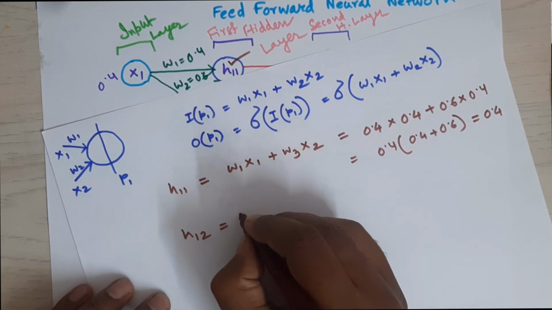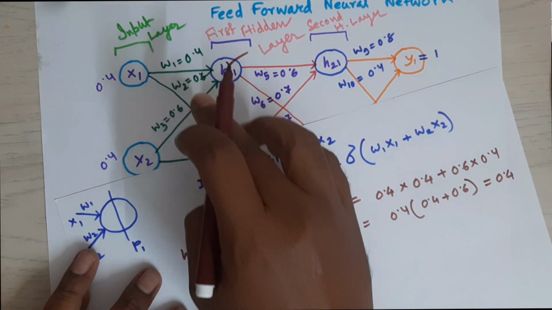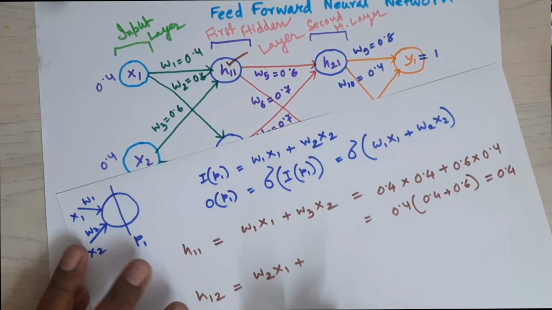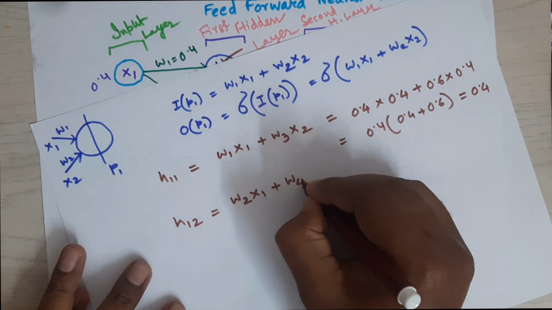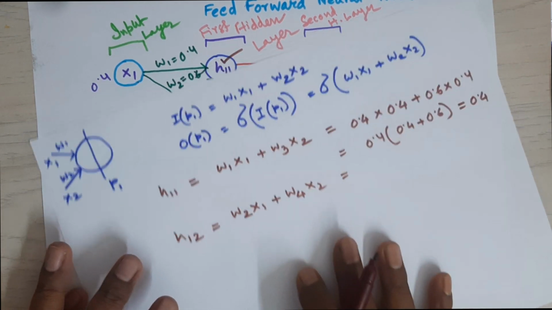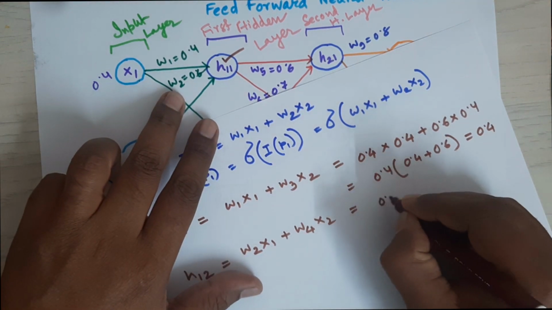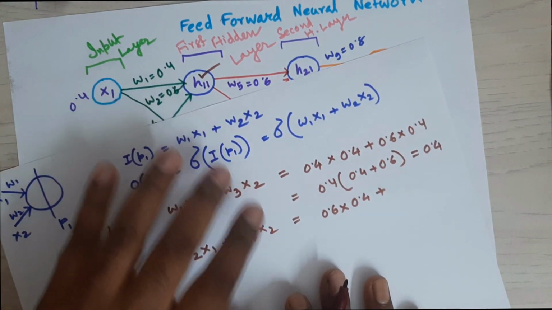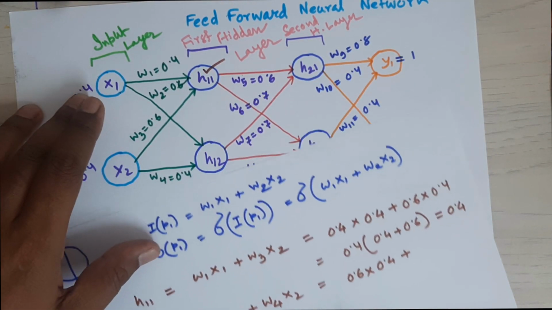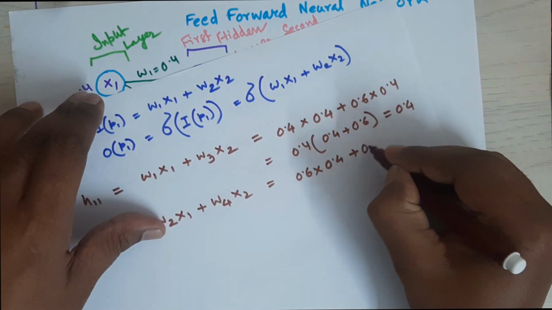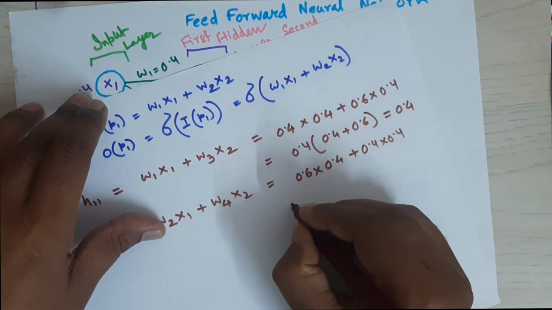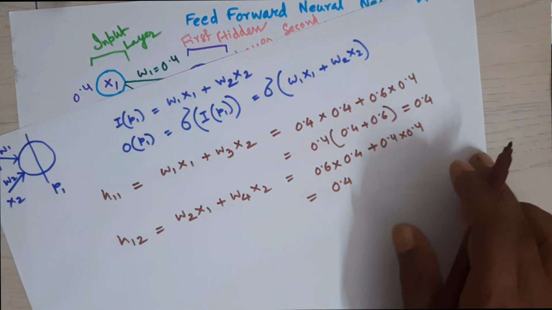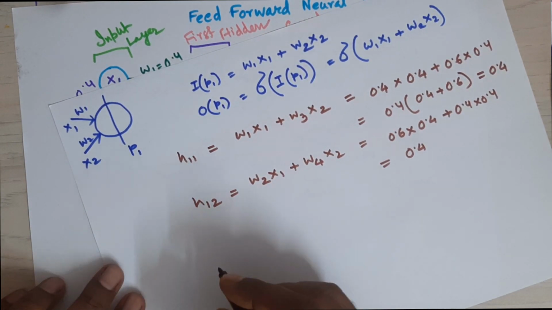H12 can be calculated as W2 X1 plus W4 X2. W2 is 0.6 times 0.4 plus 0.4 times 0.4. The calculation will be the same as previous, so I can easily write 0.4. So these are the inputs for the first hidden layer perceptrons.